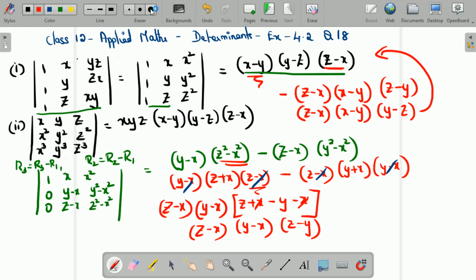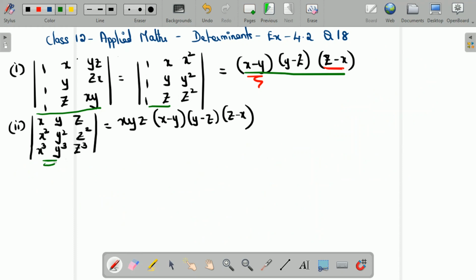Now let's take up the second subdivision. In this subdivision, we are supposed to prove the value of this particular determinant is equal to this expression. Now you look at this particular column. Every entry in this column has multiples of x. So I will be taking x outside from this column. Similarly, y outside from this particular column and z outside from this column.